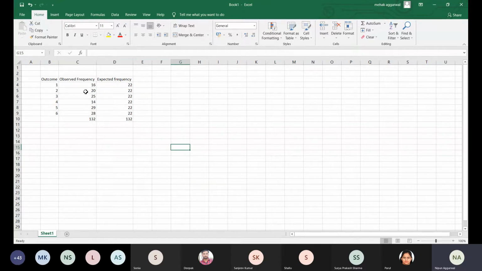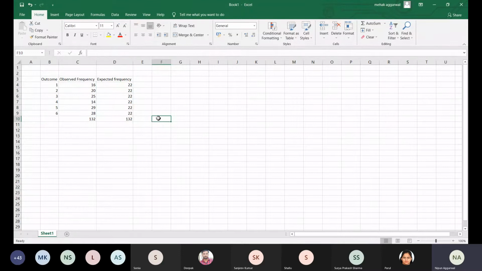Or if I throw it 12 times, every face will come 2 times: 1 is coming 2 times, 2 is coming 2 times. 12 by 6 is 2, so every outcome gets an expected frequency of 2. Here we have thrown 132 times and each face has equal probability, so 132 divided by 6 comes out to be 22. So 22 will appear in the expected frequencies of all the outcomes.